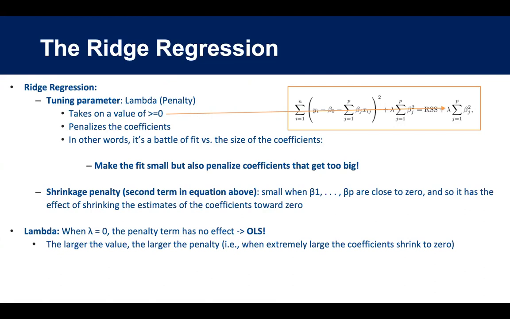So in fact, when lambda is equal to 0, the penalty term has no effect. So it's essentially equivalent to your traditional ordinary least squares linear regression results. However, the larger the value of lambda, the larger the penalty. And so when it gets extremely large, the coefficients shrink toward 0.